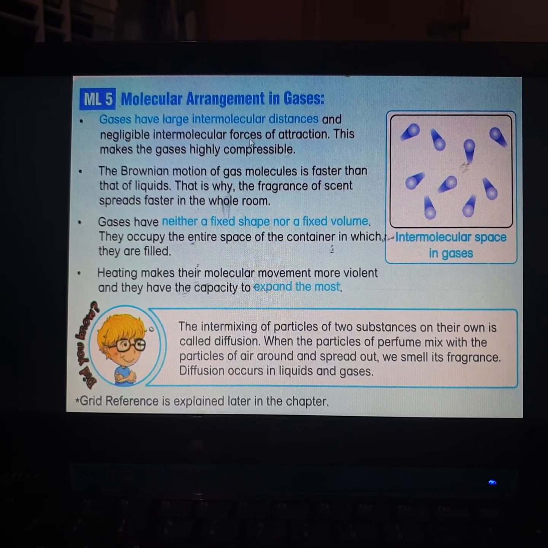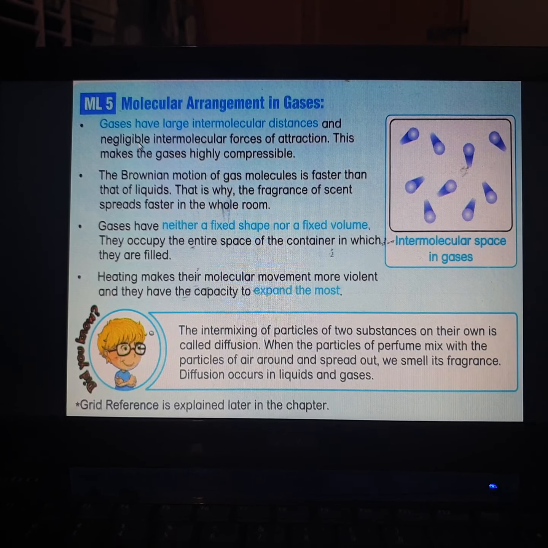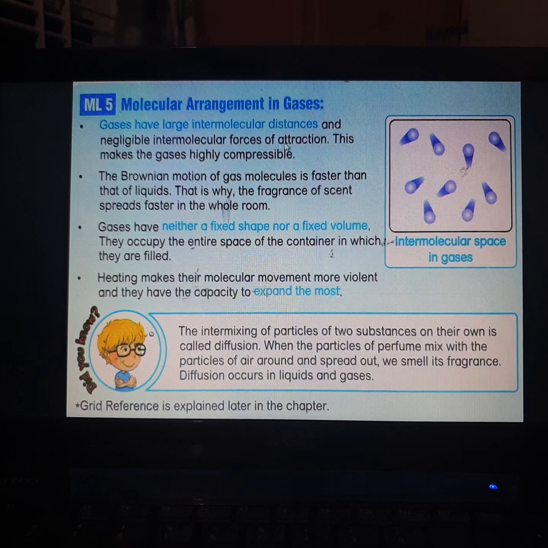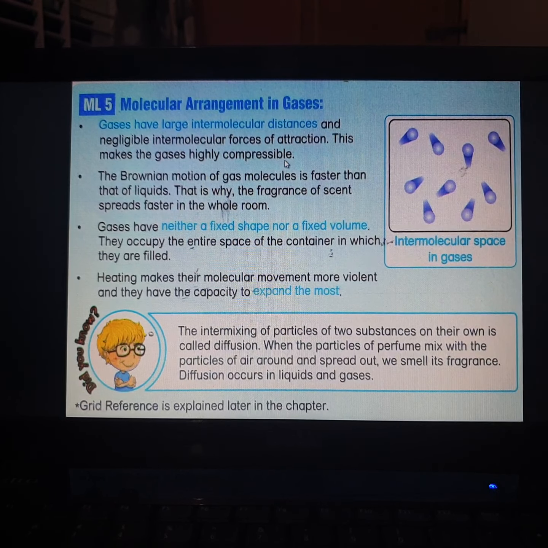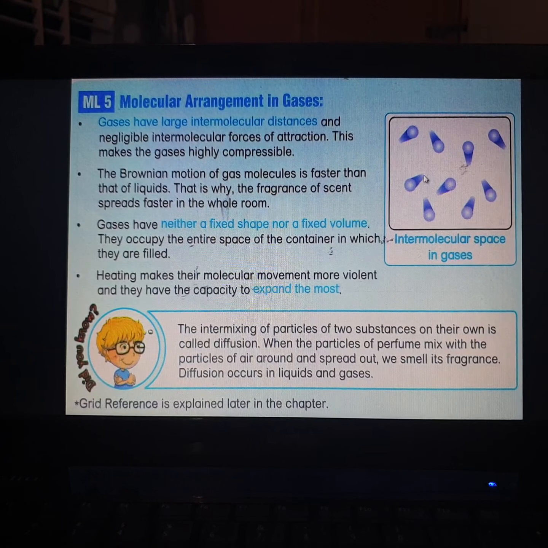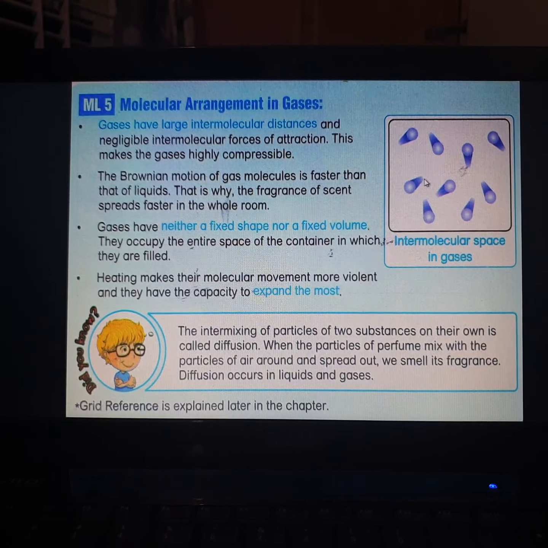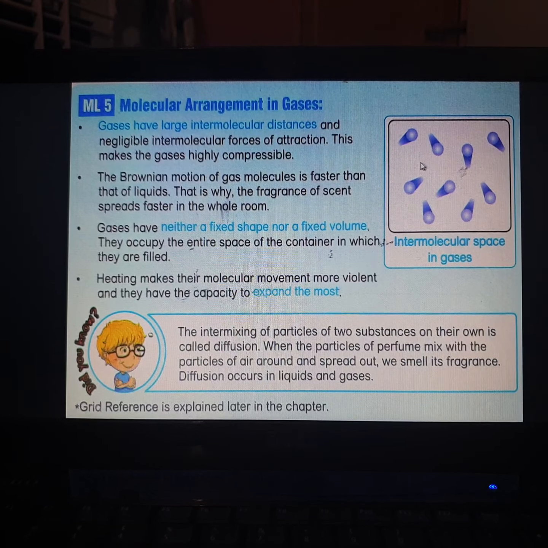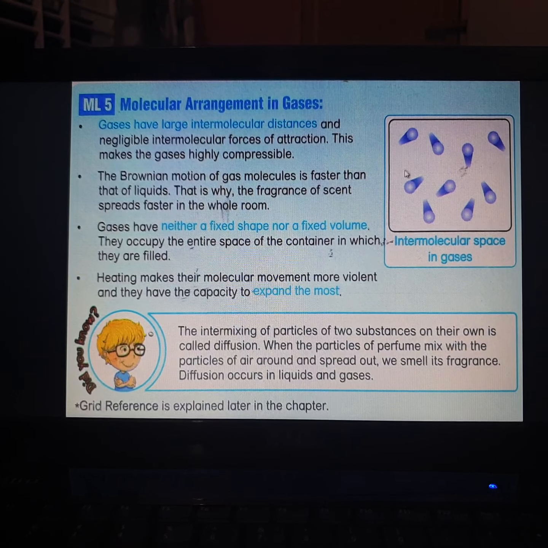the gas. Gases have large intermolecular distance and negligible intermolecular force of attraction. This makes gases highly compressible. As you can see here, these are the gas molecules. You can see a large space between these molecules. That is the intermolecular distance. The gases have large intermolecular distance. The distance between these two molecules is very high.